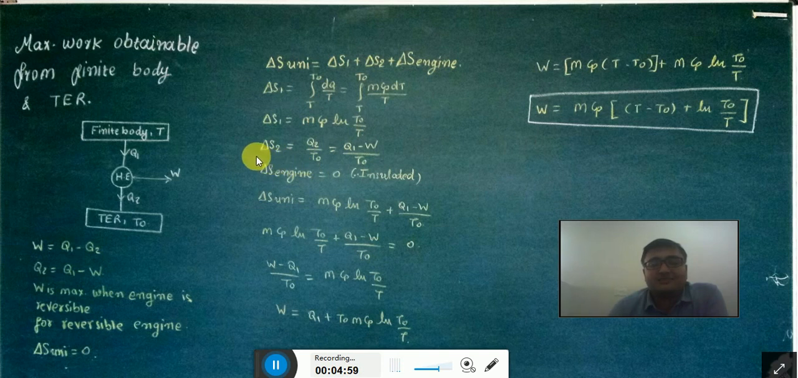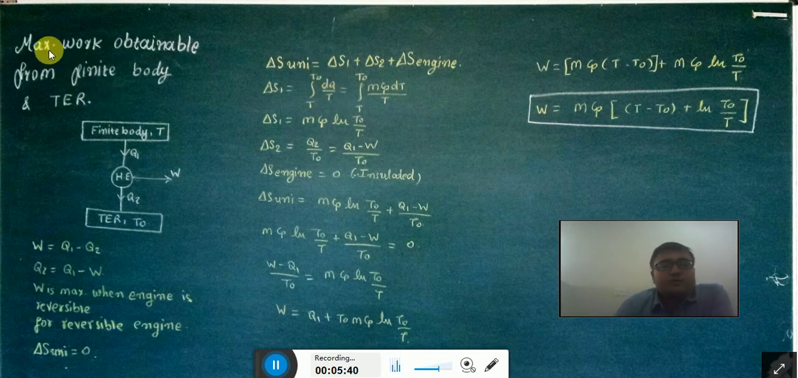Generally this does not strike the student's mind when reading it for the first time. But more or less, after watching this video, you will be very clear, and it will be easy for you to calculate the entropy principle. Keep this clear concept in your mind: whenever we are using a thermal energy reservoir, the equation is Q divided by T0, and whenever we are using a finite body, the equation is the integration of dQ by T from the initial temperature to the final temperature.